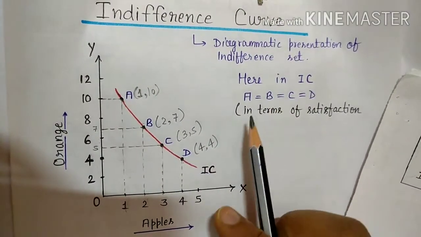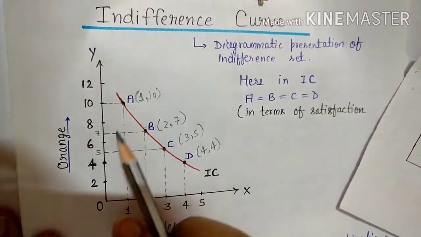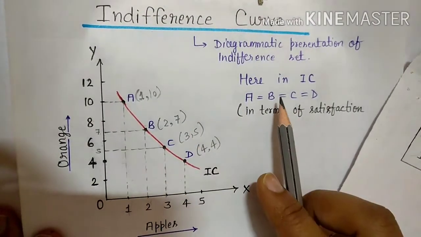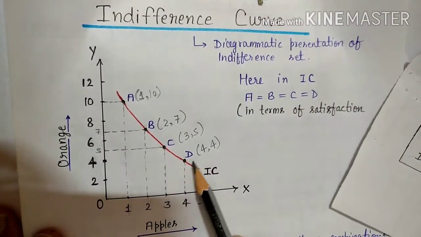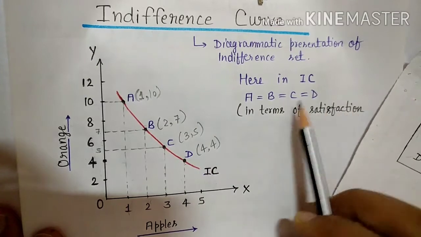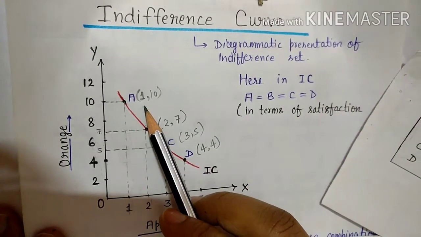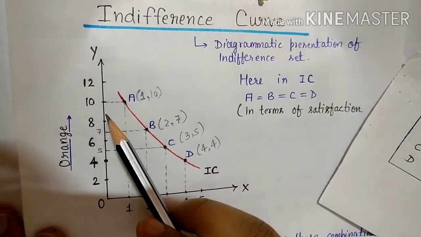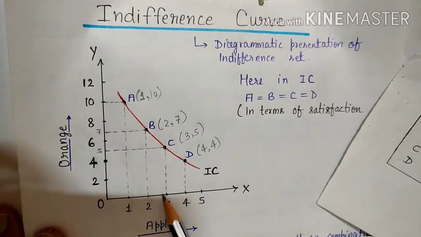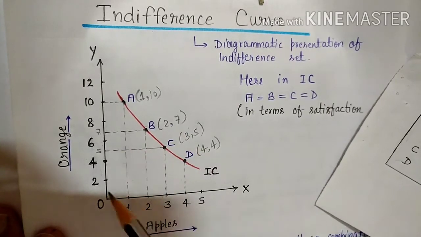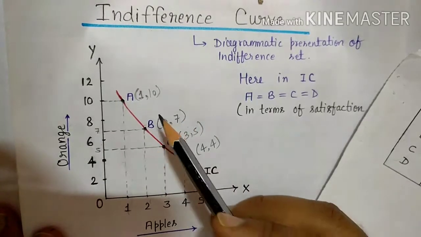Now here we are showing the indifference curve. The indifference curve is the diagrammatic presentation of the indifference set. Here A equals B equals C equals D, because in terms of satisfaction, the satisfaction we get after purchasing 1 unit of apple and 10 units of oranges is the same as we get after purchasing 2 units of apples and 7 units of oranges. In the same way, we get the same satisfaction from all the combinations A, B, C and D.